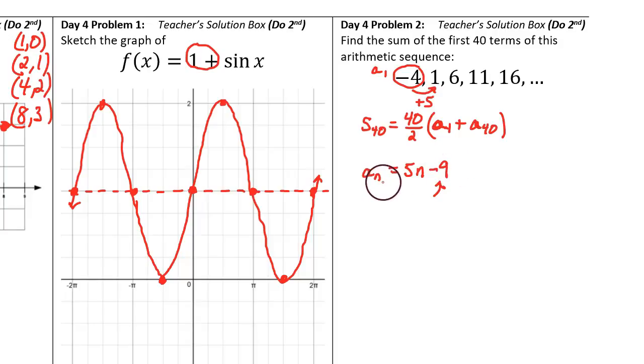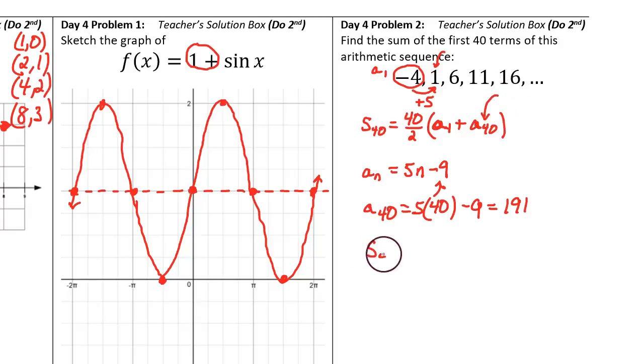Let's do one more check to make sure this is the right equation. When n is 2, 5 times 2 is 10, 10 take away 9 is 1, and the second term is 1. So this formula will get us any term we want. We want to find the 40th term. Let's substitute 40. So the 40th term in the list of numbers is 5 times 40, take away 9. This is 191. That's the number that we want to put in that spot.